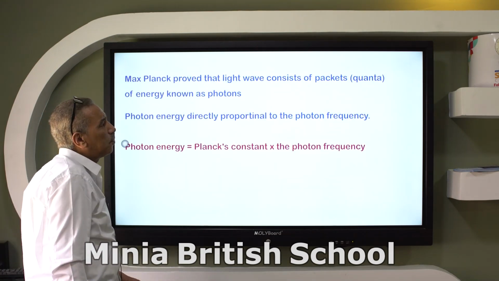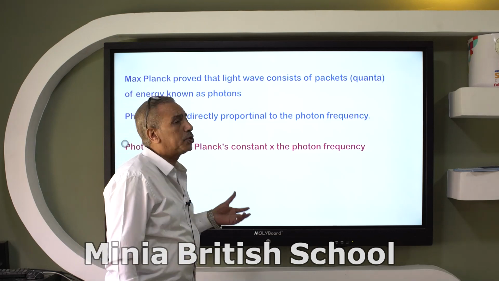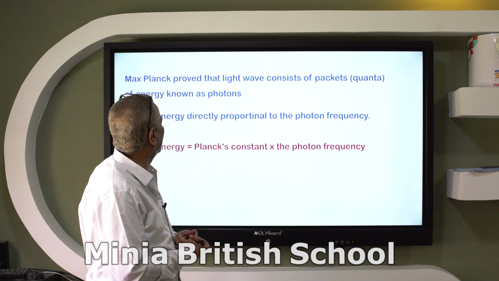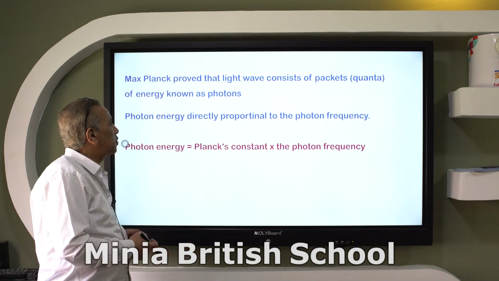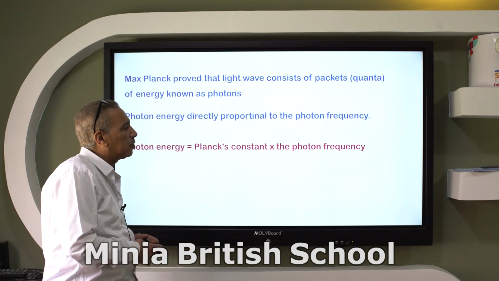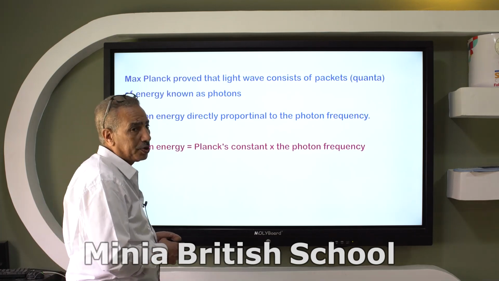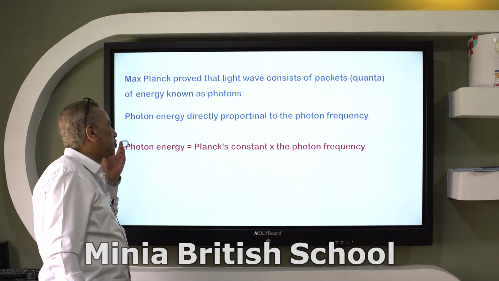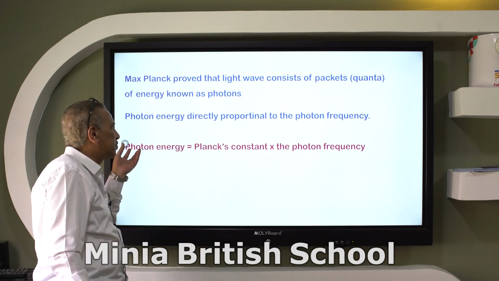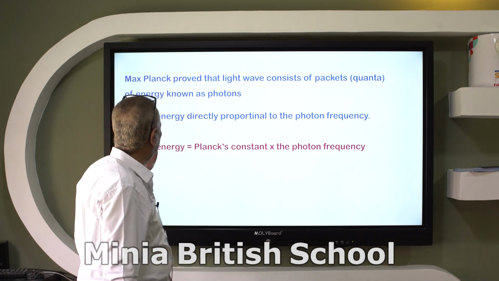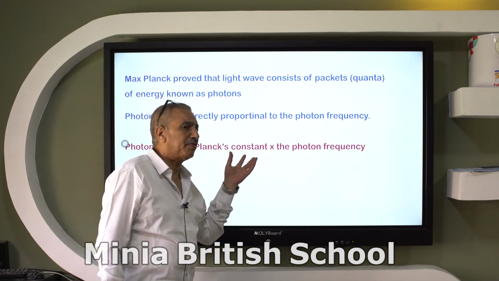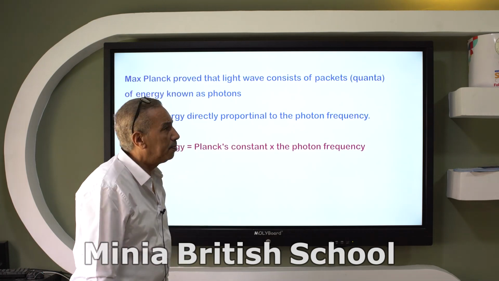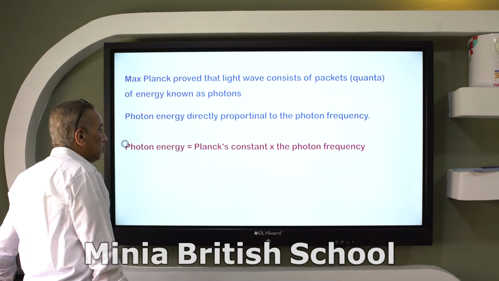Max Planck proved that light is a group of photons or quanta. These photons or quanta depend on their frequency. So he said that you can get a rule to get the energy of this photon: the energy is equal to a constant value, which is named Planck's constant, times the photon frequency.